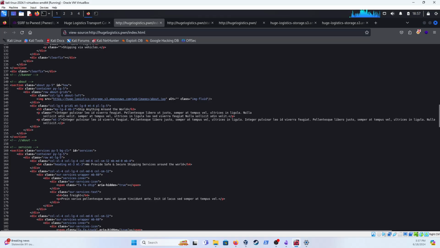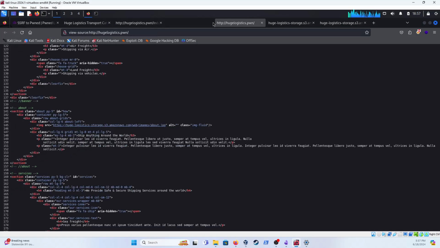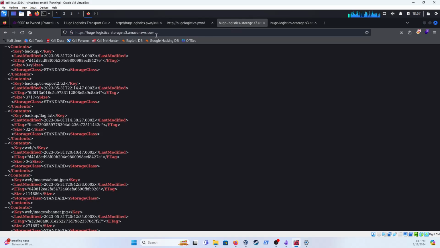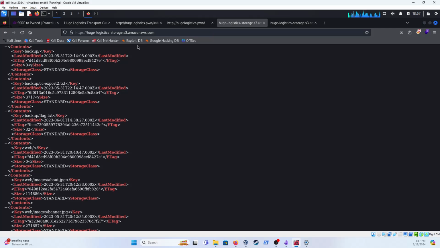And just looking here, we can see there is an S3 bucket here at a specific location, but let's go ahead and look at this. The base of it, which is, that's not it. The base of it, which is this one, huge-logistics-storage. Huge-logistics-storage.s3.amazonaws.com. It's right here.